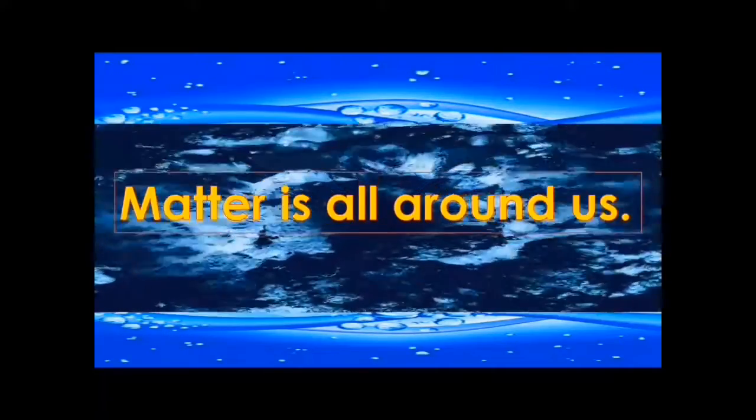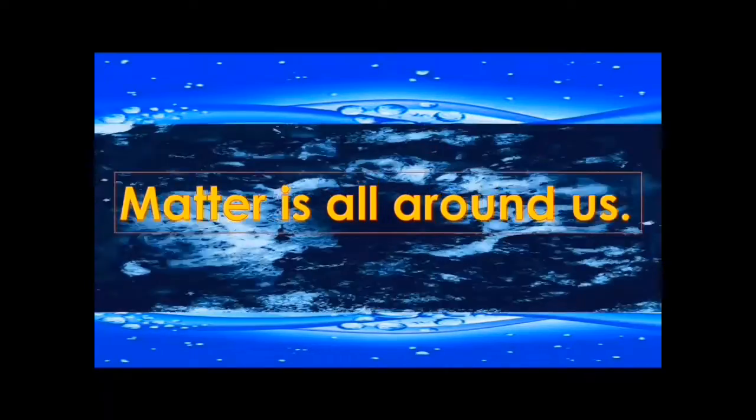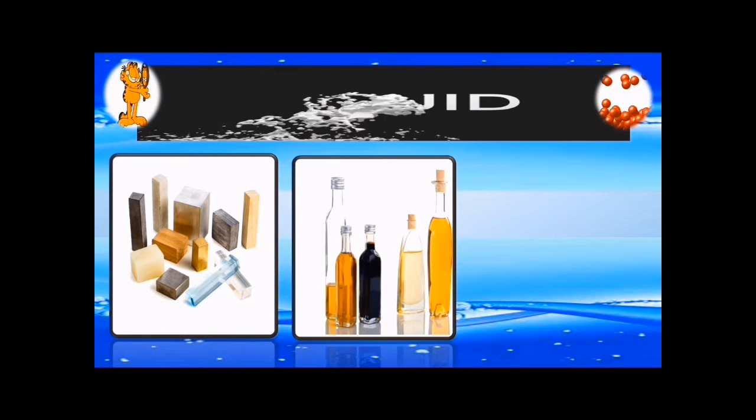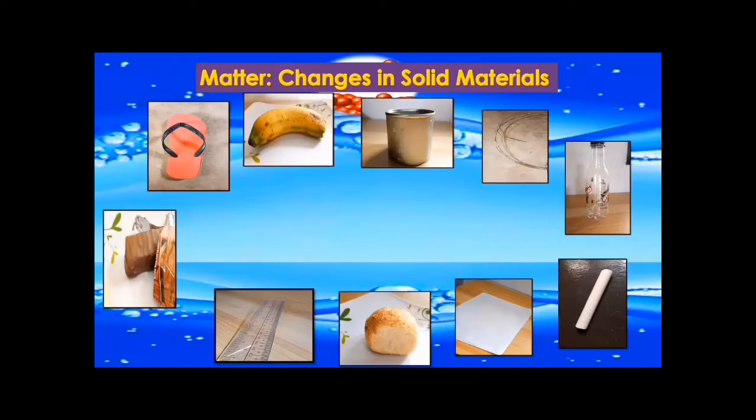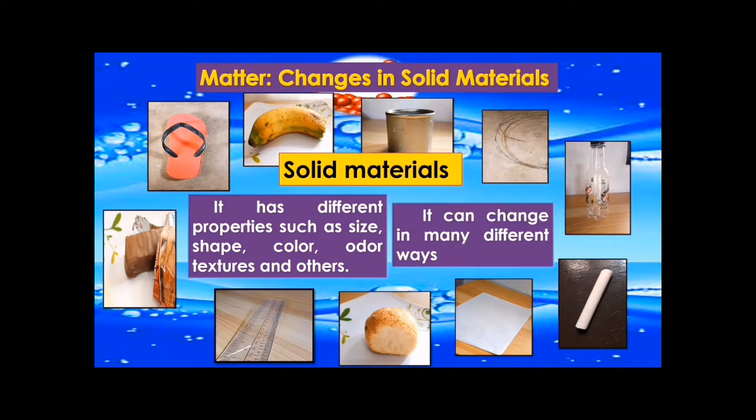Matter is all around us. Can you still remember the three states of matter? Yes, that's right. We have solid, liquid, and gas. So what kind of matter are these? Yes, they are solid materials. Like other materials, solids have different characteristics or properties such as size, shape, color, odor, texture, and others.